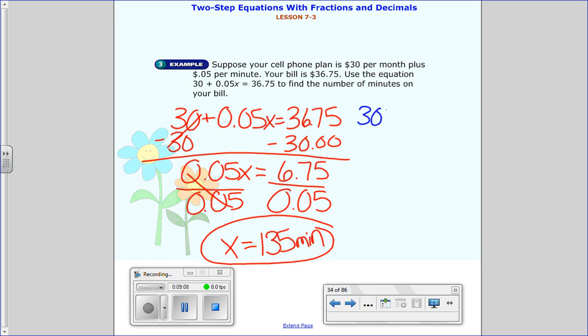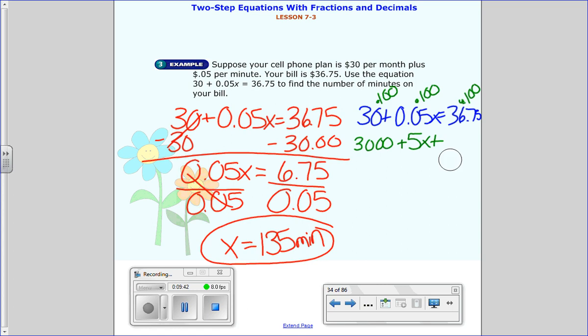Another way is to get rid of those decimals. And how you do that is you take a look and see what's your biggest decimal. What is the place value to? Well, we have 2 decimals here, and they're both to the hundredths. So because it's to the hundredth place, we're going to times everything by, surprise, surprise, 100. And again, everything, even that 30, even though it doesn't have a decimal, you have to do it to everything. So if I do that, 30 times 100 is 3,000. Here, this turns into a 5x. Oh, not plus, that's equal.